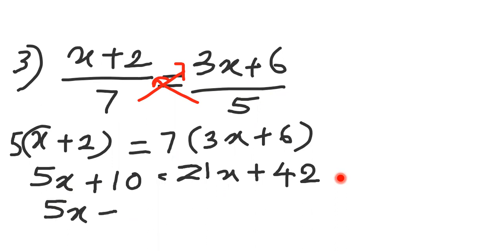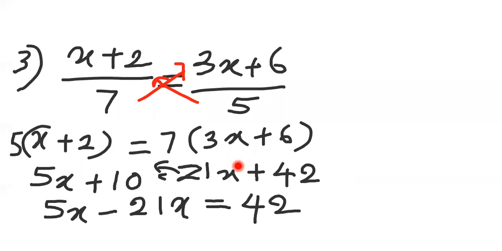5x minus 21. Why did I write minus? When it comes to this side, it changes the symbols. 42 is already on this side. Y is already there because this is gone. 42 minus 10. Now I am getting 5x minus 21x equal 42 minus 10.